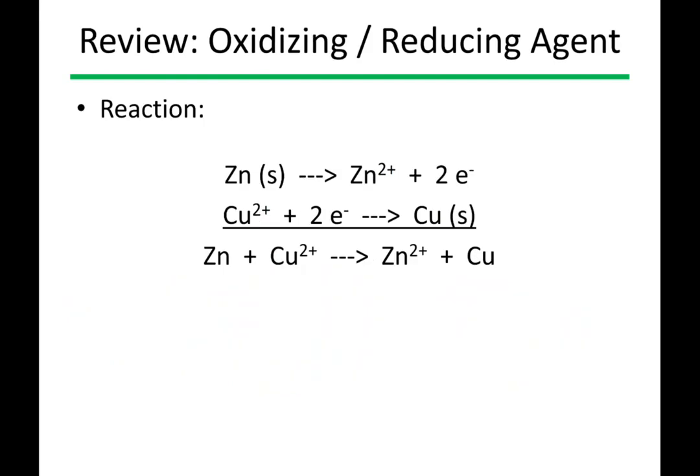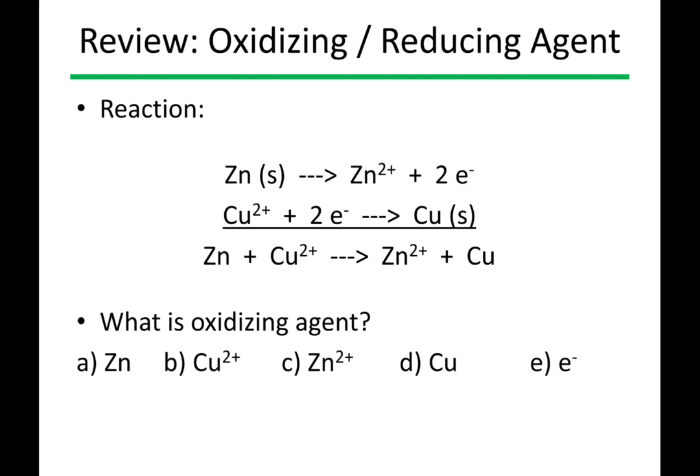Okay, so we'll now look at how to use these tables of reduction potentials to determine some properties of oxidizing and reducing agents. So as a review for these definitions, say we had these two half reactions and we added them together. In this case, which would be the oxidizing agent? Okay, and the answer here is copper 2+.